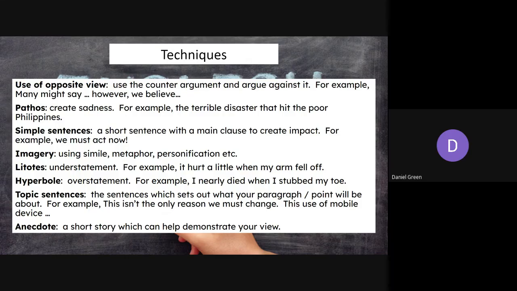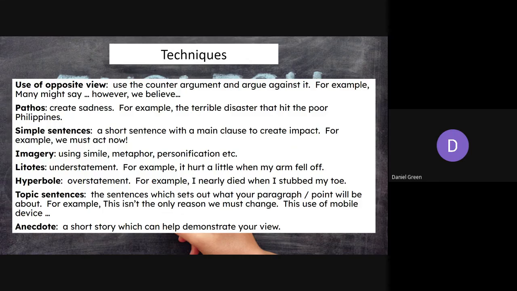Simple sentences, so a short sentence with a main clause to create impact. So, "We must act now." Nice sort of simple sentence to keep people thinking. Imagery, so similes, metaphors, personifications, and any other imageries that you may be able to think of, like olfactory, gustatory, auditory, and so on and so forth. Again, it's more of a creative thing to use those kinds of imageries, but you could find a way to squeeze them in if needed.